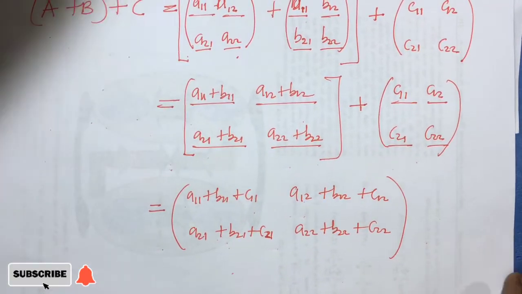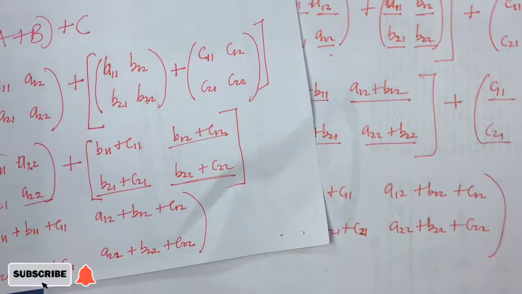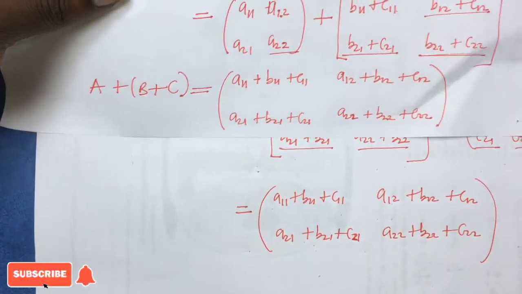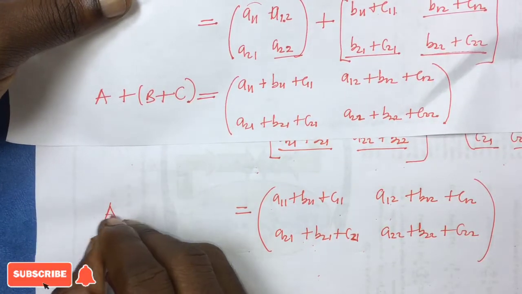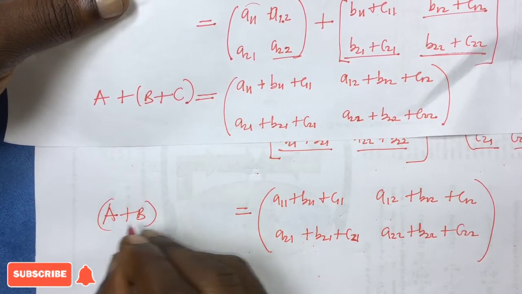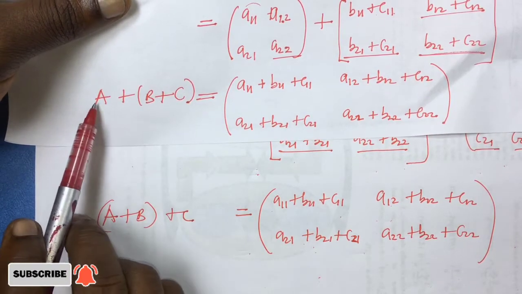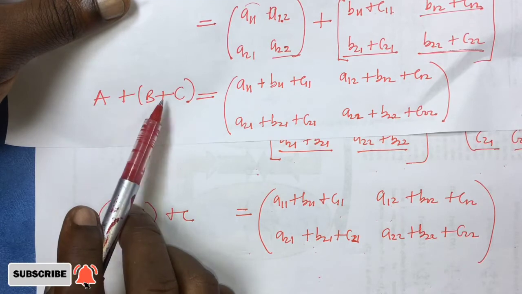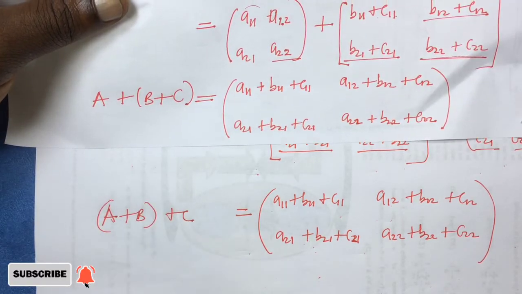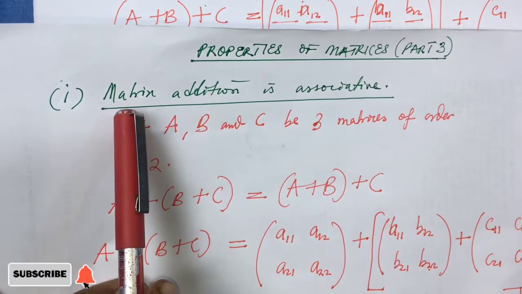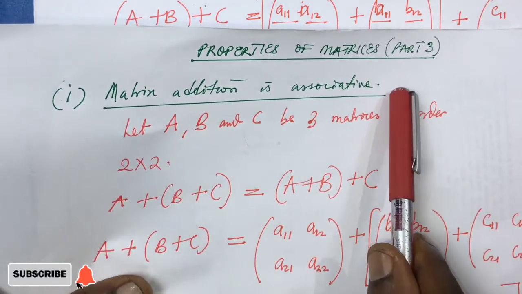Now check your results. You will notice that the result we have obtained for A plus B in bracket plus C is the same as the result we have obtained for A plus in bracket B plus C. That shows you that matrix addition is associative.